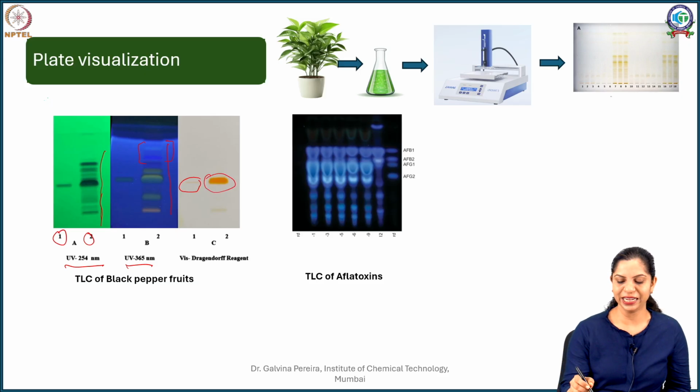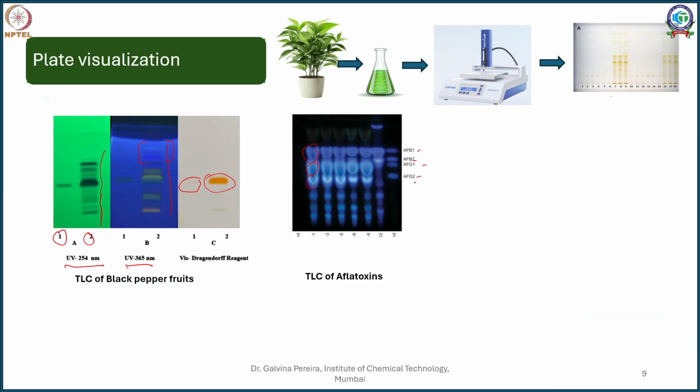Similarly, I can do a TLC and check for the presence of aflatoxins. So these are aflatoxin standards B1, B2, G1, G2, and if you see different samples, you can say that they have been contaminated with aflatoxins because they show a fluorescence at the very same Rf.